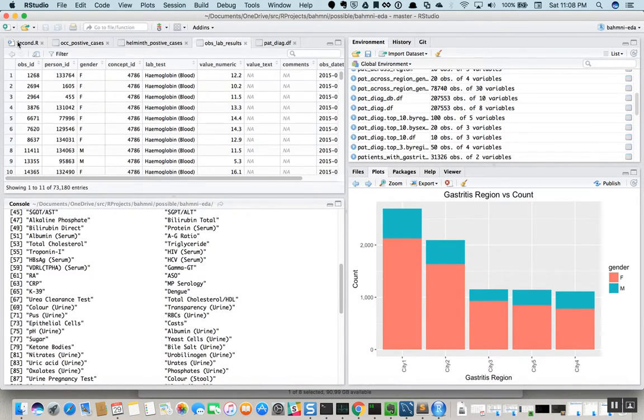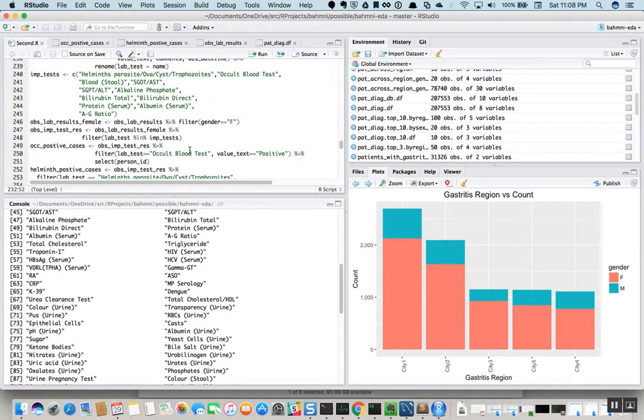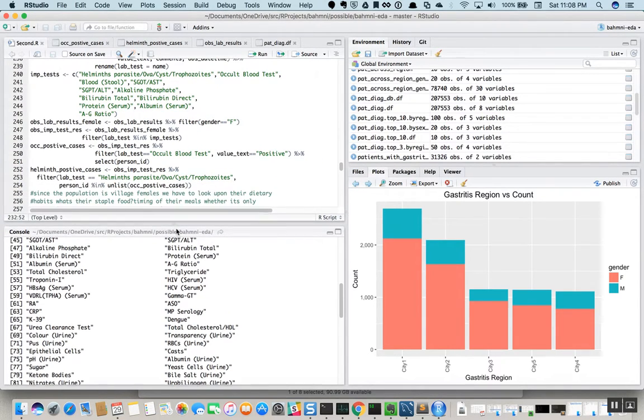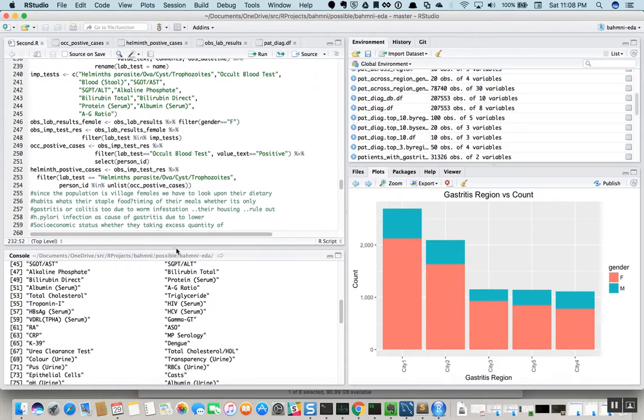So given that we have observed that 70% of females are having gastritis in most of the cities, or at least in the top 5 cities, we want to look at some of the tests which might give us more insight as to what could be the reason.